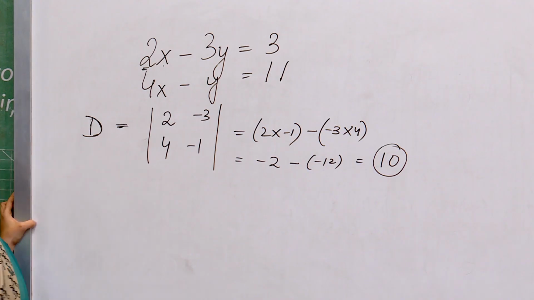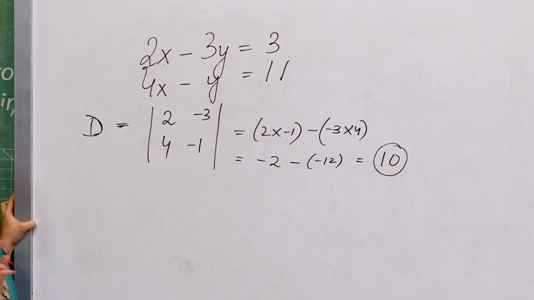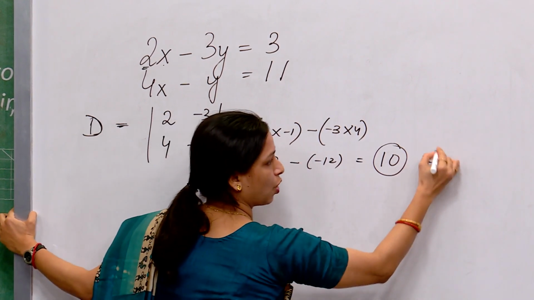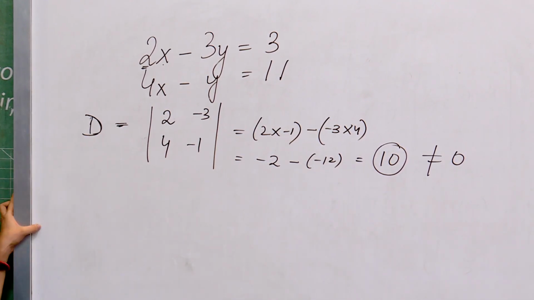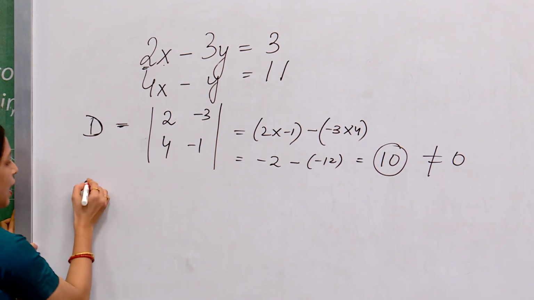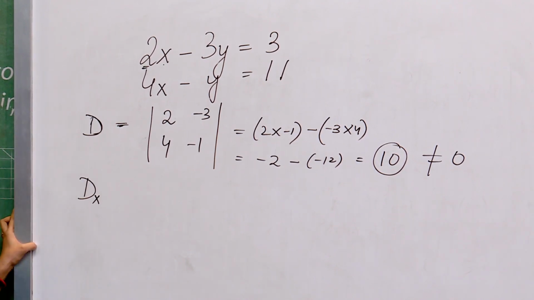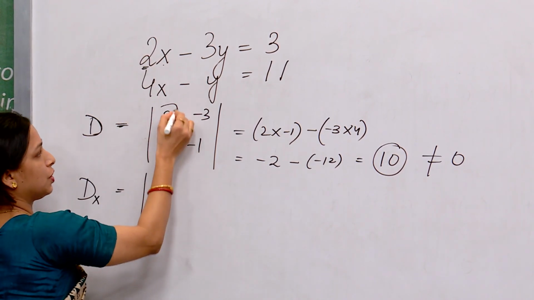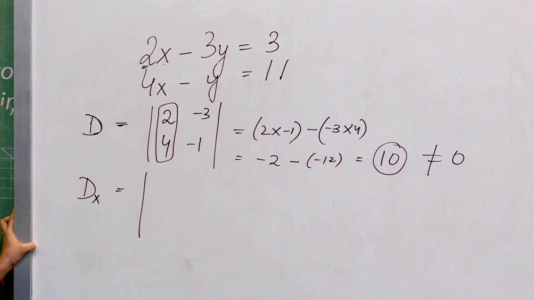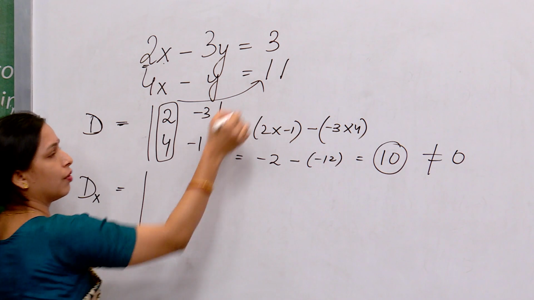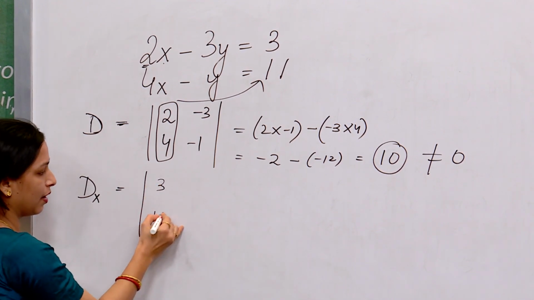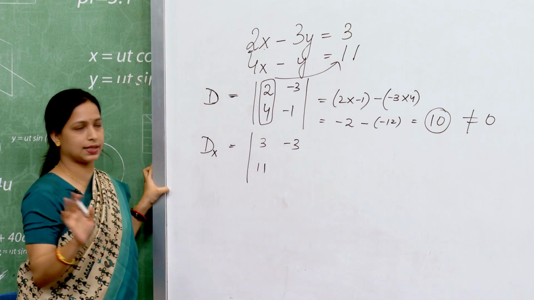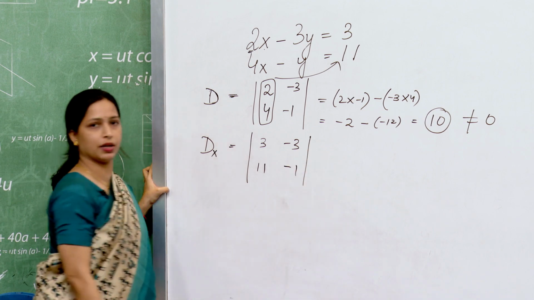Remember, the determinant of the coefficients must not be equal to 0, only then can we follow Cramer's rule. Here the determinant is 10, which means it is not equal to 0, so now we can follow the next step. What is the next step? We have to find Dx. How do we find Dx? In Dx, we substitute the coefficients of x with the known values, that means 3 and 11. The y coefficients remain the same, that means minus 3 and minus 1.